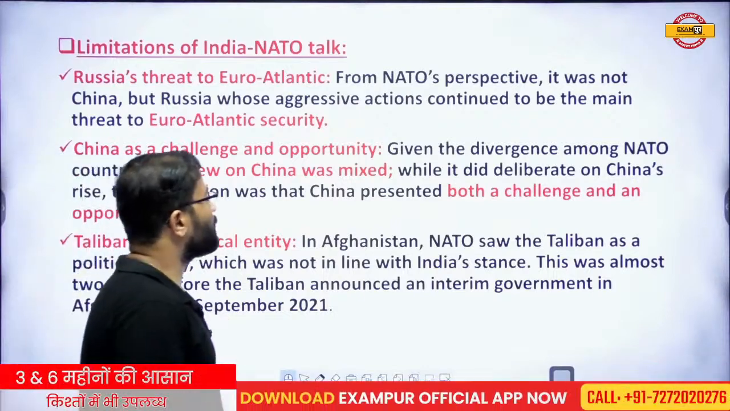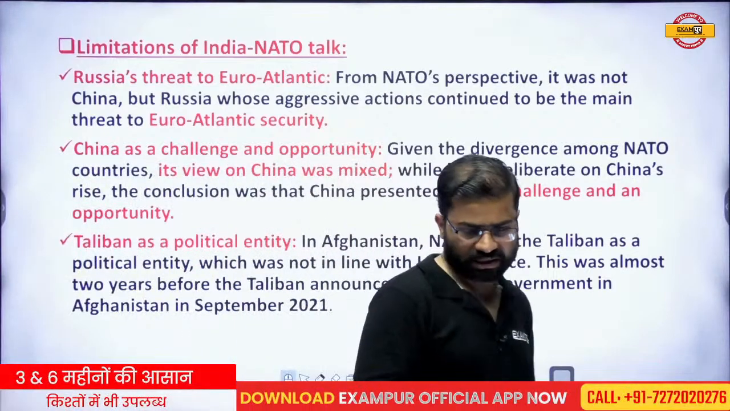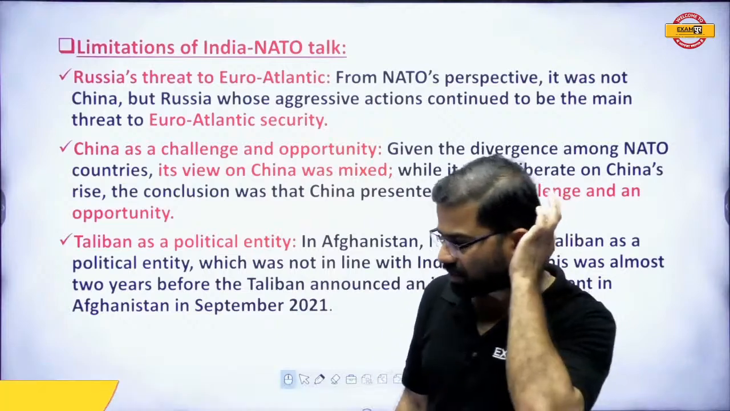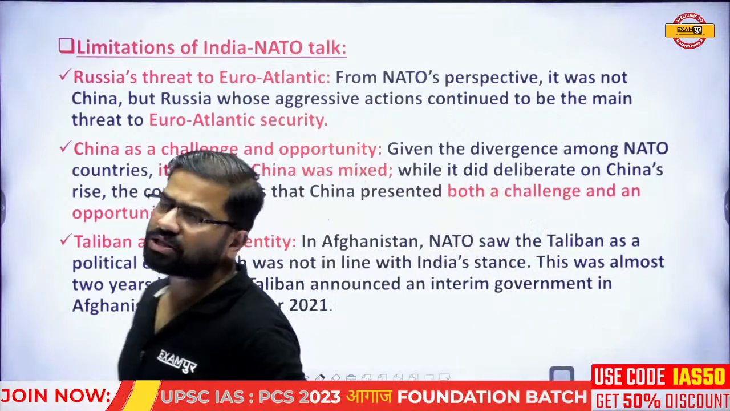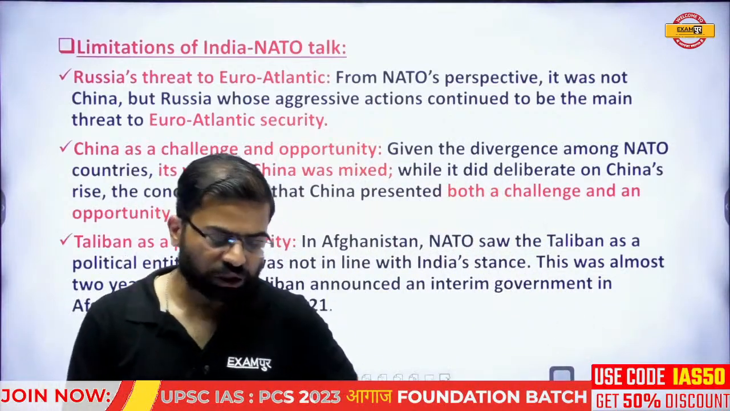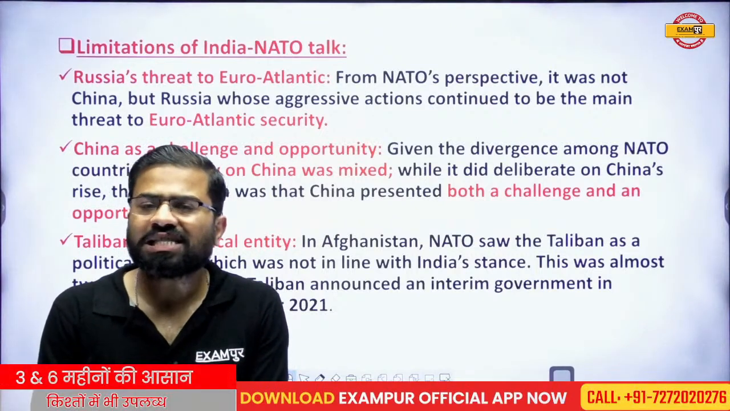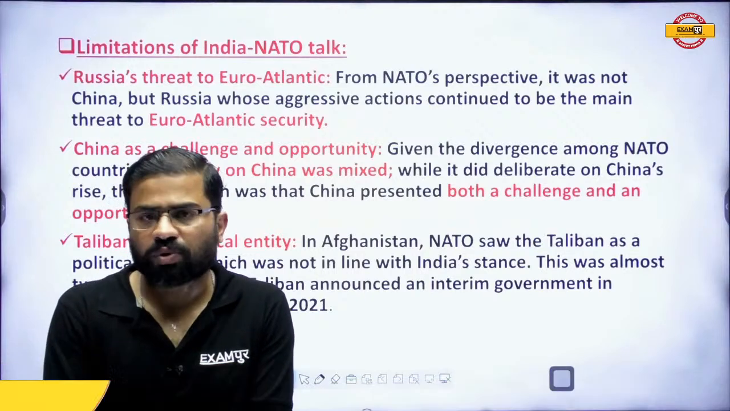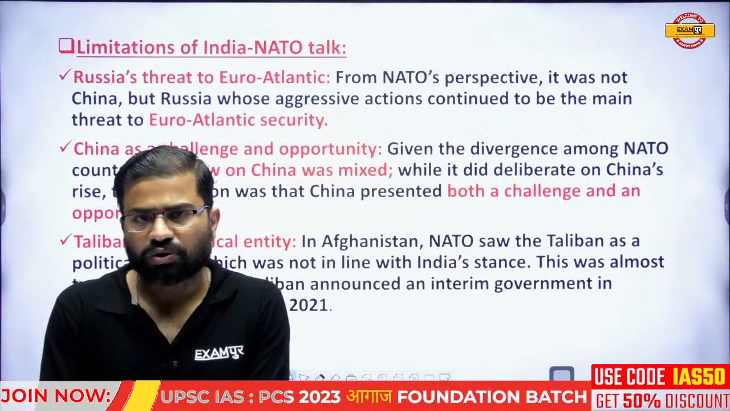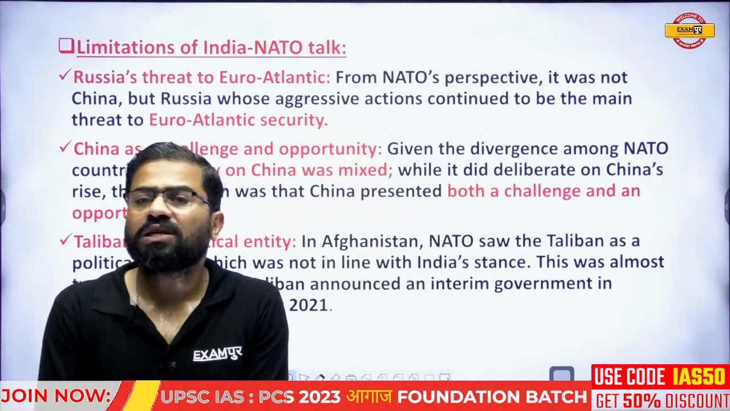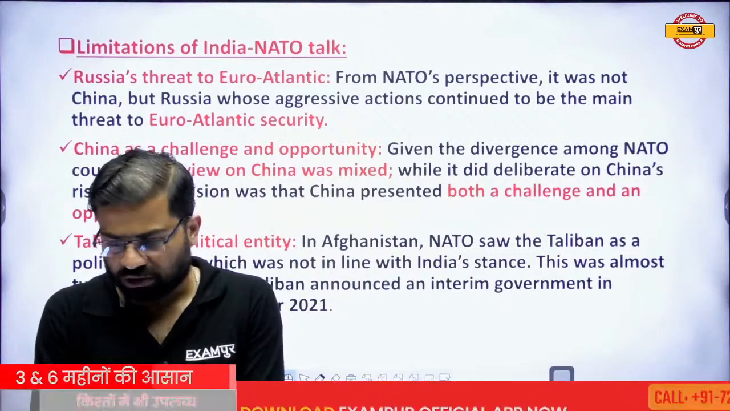Now we will see limitations of India-NATO talk. What are the limitations? The first limitation is what? India is closer to Russia. And the NATO organization was formed to curtail the power of Russia. So this is one of the problems with NATO. If India is directly joining the NATO organization, that means it is moving away from the friendly ties with Russia.